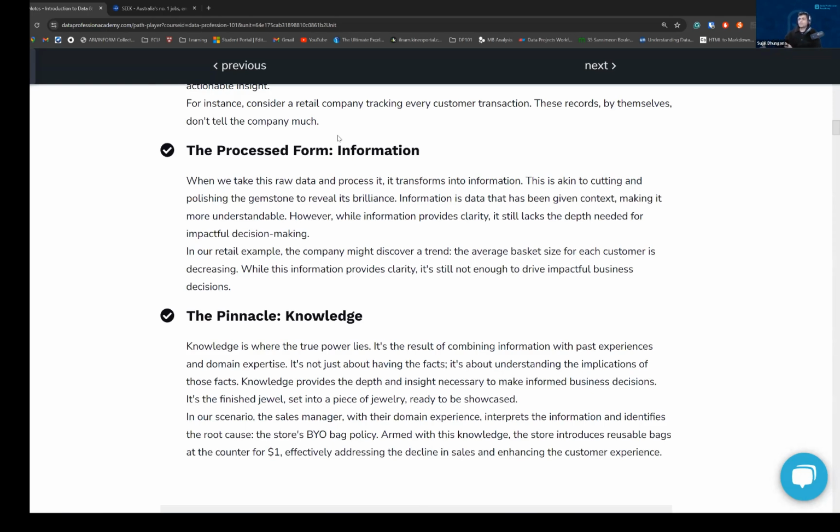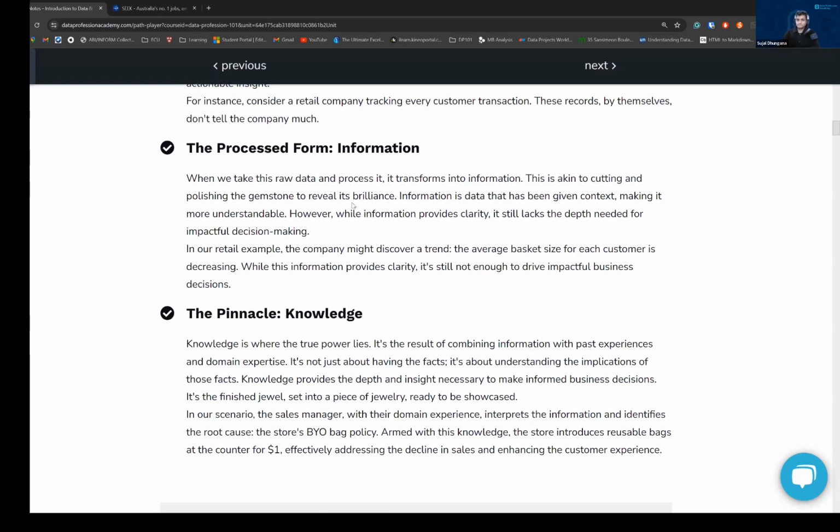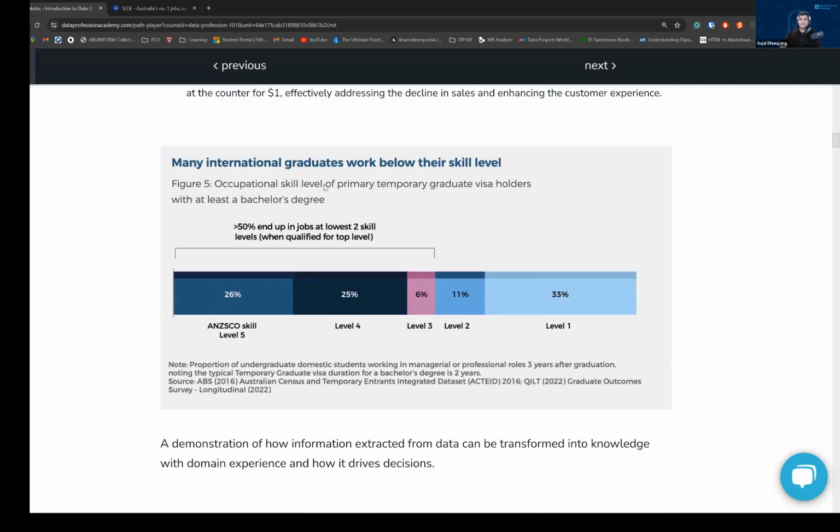So we need to do something on it. And then the action will be taken, and then the business will get a value out of it. I hope that makes sense now with this example. This is another example that I have taken out from the recent immigration report as well.